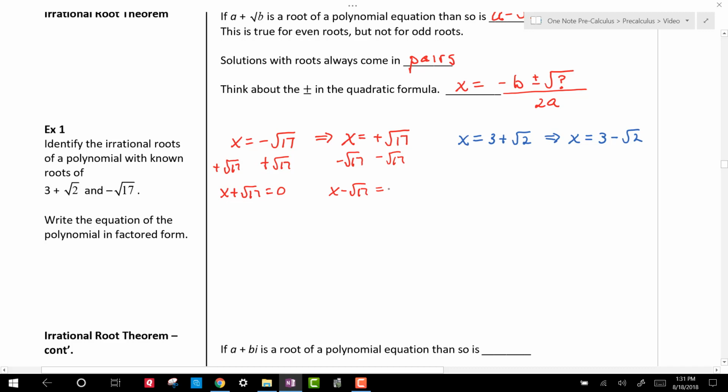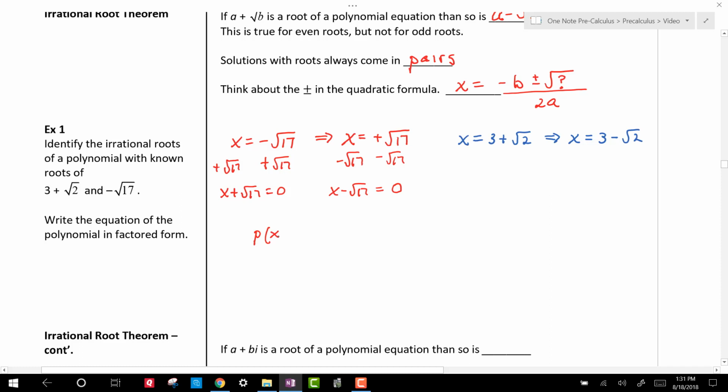So you can even see that the factors that I'm about to write, one's x plus the root of 17, the other one's x minus the root of 17. So these two guys can come down. So my polynomial equation, I'm just going to call it p of x.